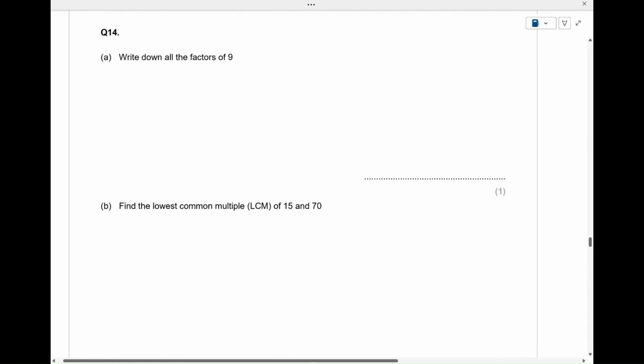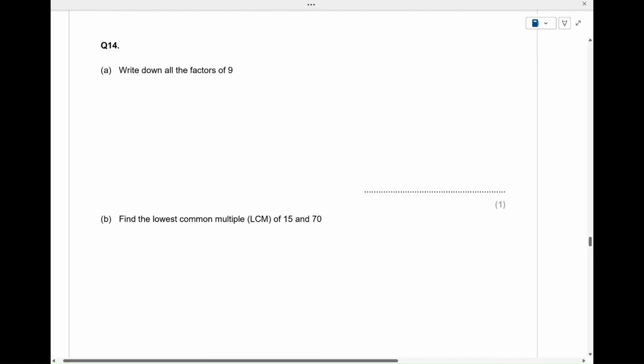Question 14. Write down all the factors of 9. Well, I tend to write my factors in pairs. 1 and 9, not 2. 3 and 3, so I won't write the 3 down again. And then I finished. 1, 3, 9.